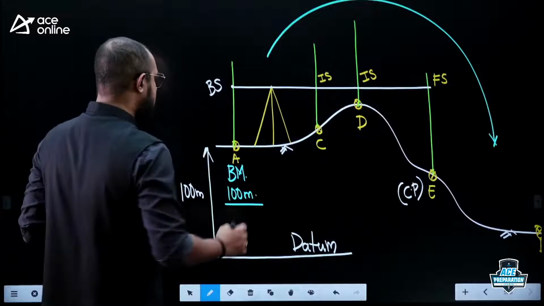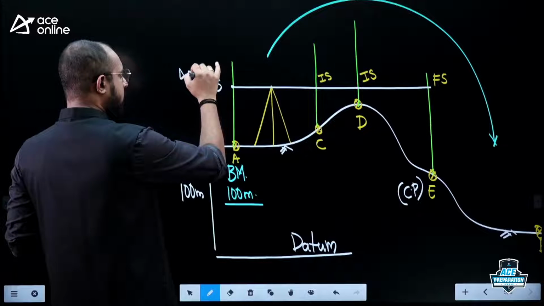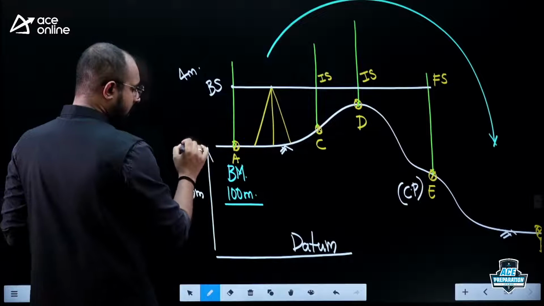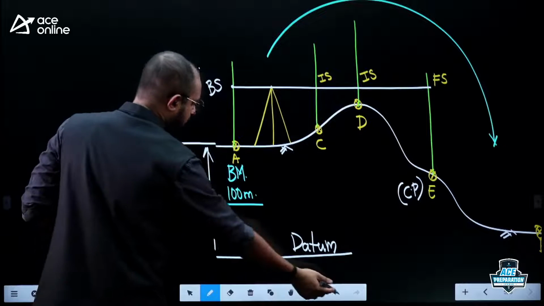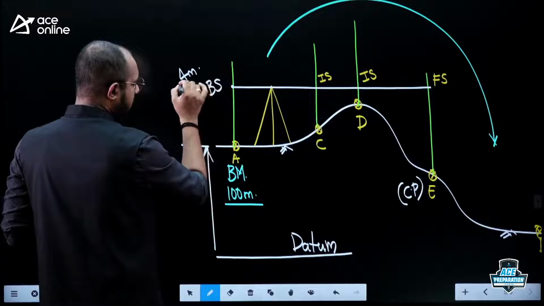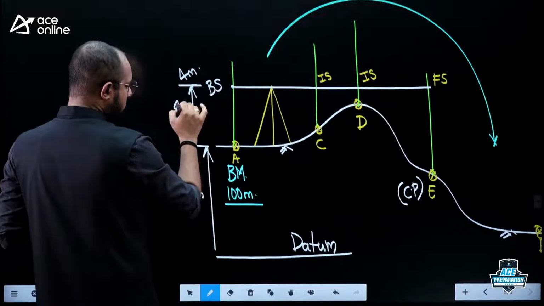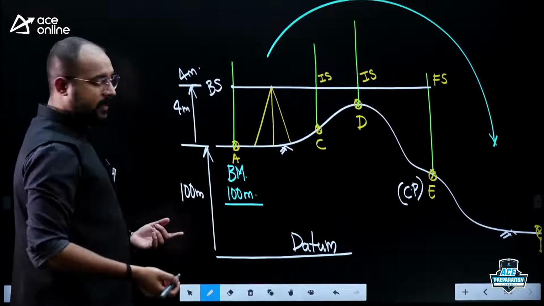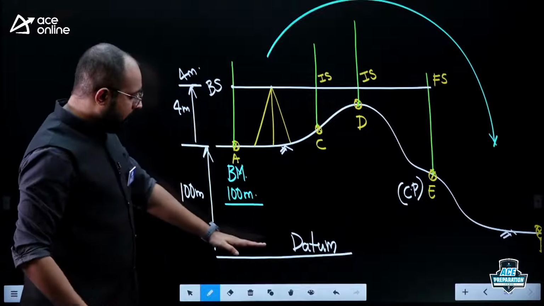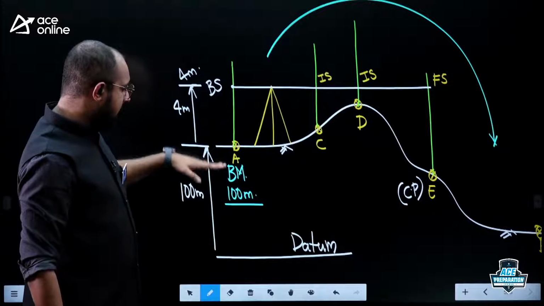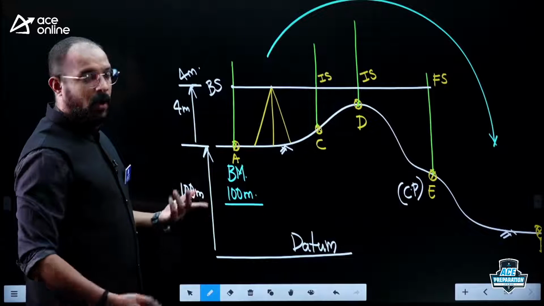What if I say this backside reading I got is equal to 4 meters? What will be the meaning? From this particular ground point A, this particular line of sight is 4 meters above it. That is the understanding. So now can you tell me, with respect to this datum, what is the elevation of this line of sight? Very simple, it is 100 plus 4. What is the value? 104.